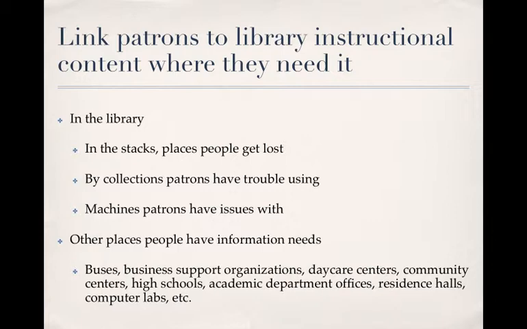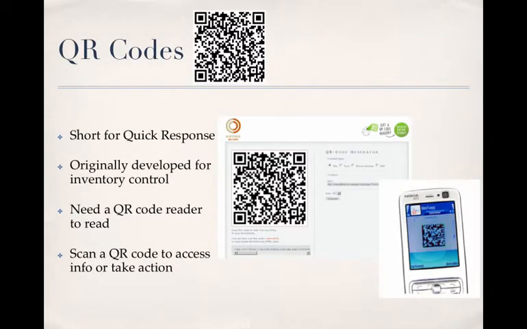Or think about other places where people have information needs in the world, maybe a small business support office, a technology incubator, a co-working space in your city, daycare centers, community centers, high schools, middle schools, elementary schools, all these different places where users might have information needs where you could link them to library instructional content. And the way that libraries have done that by and large is through QR codes.